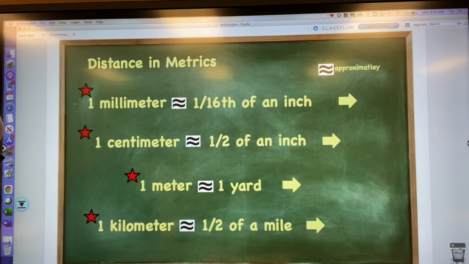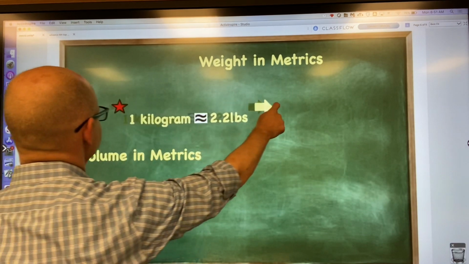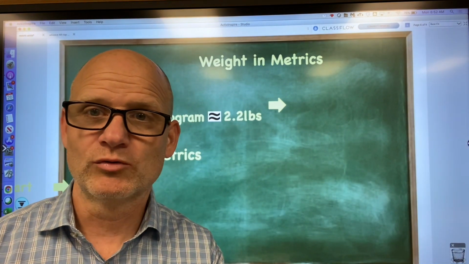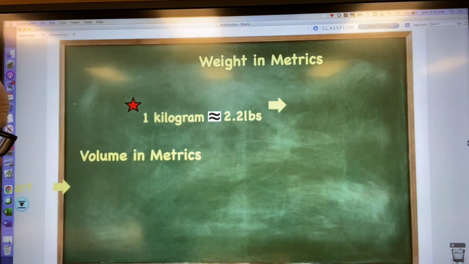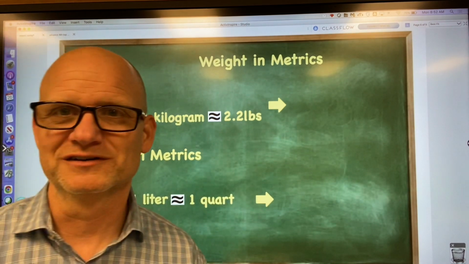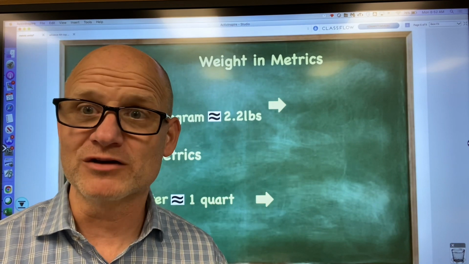All right. And then the last couple things. We're going to press pause here. A kilogram, if you have 1 kilogram, that's approximately 2.2 pounds. And then a liter is about approximately a quart. And again, we'll clean this up tomorrow and discuss a little bit further.